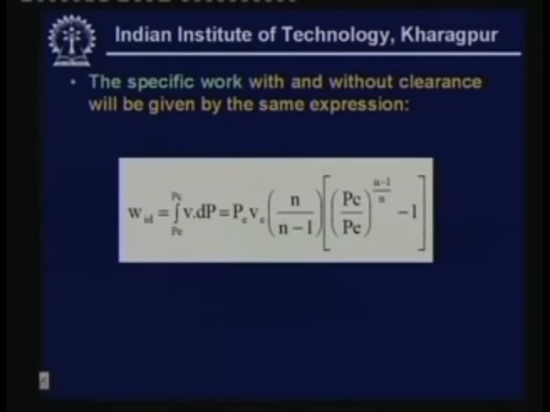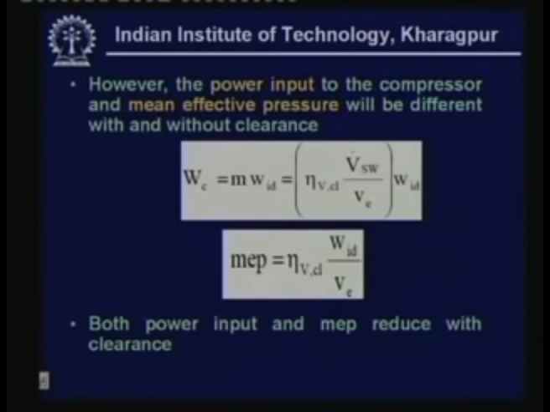And the specific work with and without clearance will be given by the same expression. So the expression for specific work remains the same whether compression takes place with or without clearance. However, the power input to the compressor and mean effective pressure will be different with and without clearance, because the mass flow rate is different. So even though the specific work input remains the same, power input and MEP will be different, and that is given by these expressions. Power input is m dot into w ideal, where the clearance volumetric efficiency comes into the picture. Similarly for MEP, and you can see that both power input and MEP reduce with clearance.